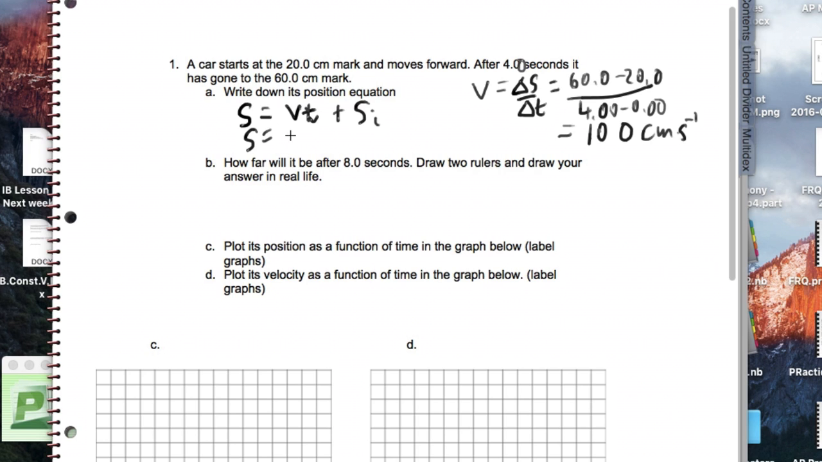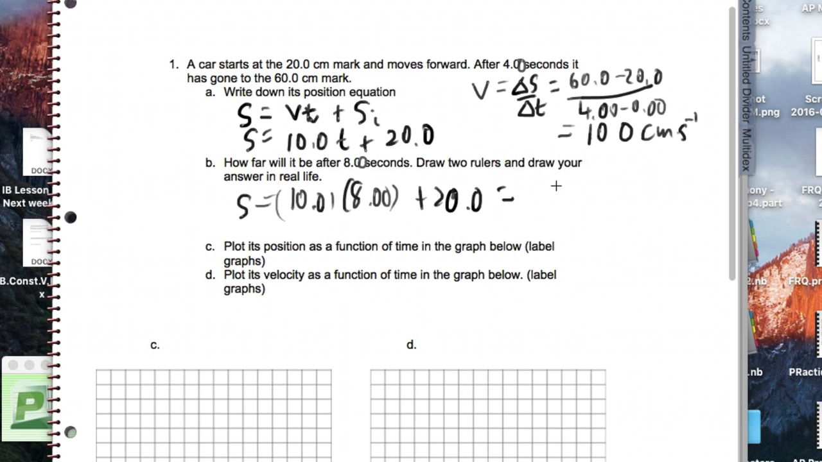So S is going to equal 10.0 times T, and we start off at the 20 centimeter position. And we wanted to know how far it'll be after 8 seconds. So when we actually solve for that, S is going to be 10.0 times 8.00 plus 20, and we end up actually getting 100 centimeters. And if you wanted to show this on a ruler, I'd draw one ruler, two rulers, 0, 100, 200, and I would just show this kind of miserable car hanging out here at the 100 centimeter mark.